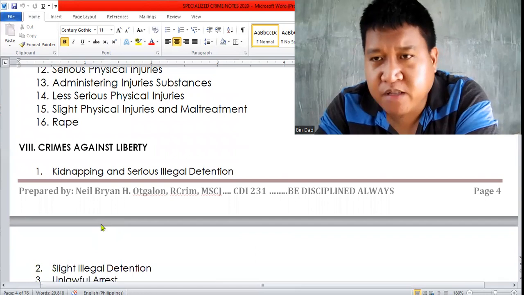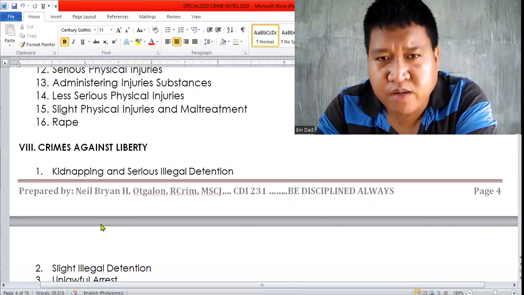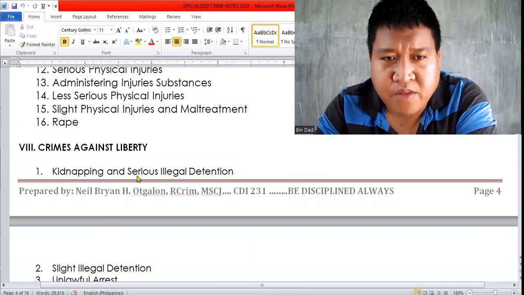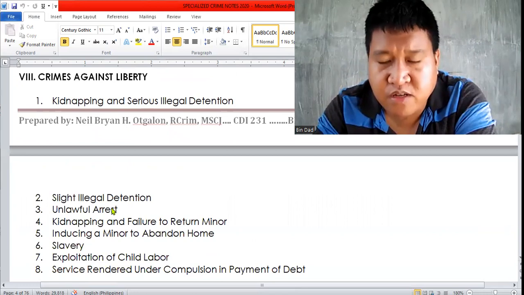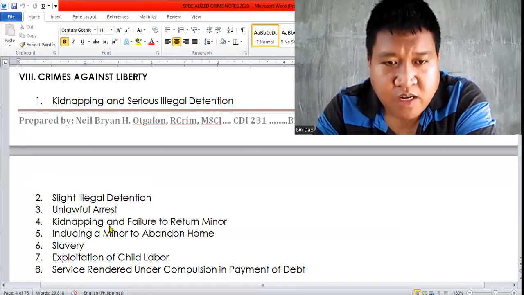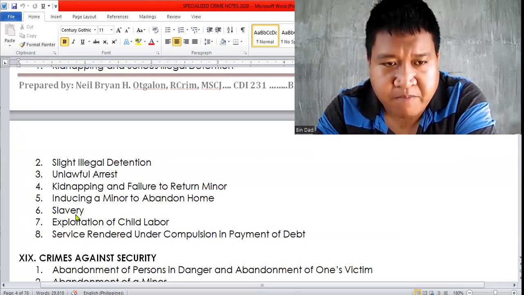So pag sinabing liberty is freedom of a person to move, freedom of a person to do whatever he wants to do. So kidnapping, pinigil mo yung freedom ng tao, and serious illegal detention. Ang hostage taking, pag nang hostage ka, ang kaso mo is serious illegal detention. Slight illegal detention, unlawful arrest, yan. So when you conduct arrest without warrant, you can be charged of unlawful arrest. Kidnapping and failure to return minor, inducing a minor, slavery is also a crime. So do not forget that.